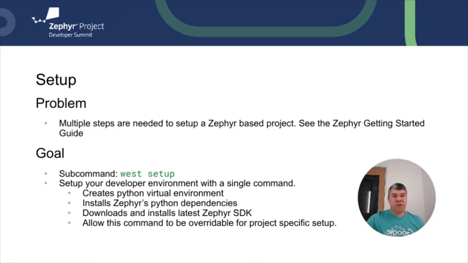We are currently looking at ways to simplify the process of setting up the Zephyr project. With Zephyr, there are multiple steps needed to get your local workspace up and running. You'll see that in the Getting Started Guide, there are around 7 to 10 steps you need to get going with Zephyr. We'd like to simplify this into a single step, the West setup command.